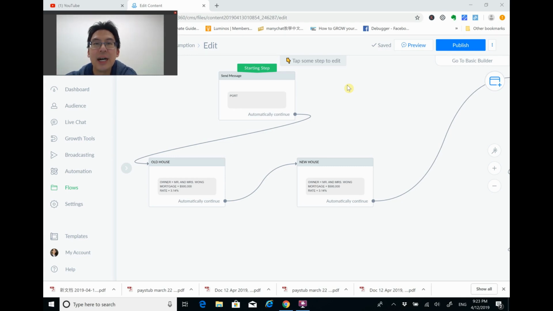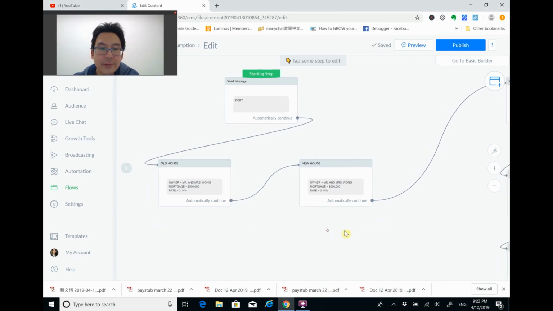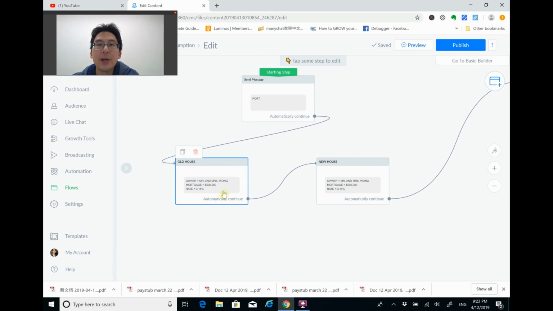So what is porting a mortgage? When we refer to porting a mortgage, let's look at the screen. What we mean is we have two houses, okay? The old house, the owner is Mr. and Mrs. Wong. Mortgage is $500,000, rate is 3.14. Assuming that this is a very good rate, right? Say that the market right now is 5%. So, they want to keep the 3.14%, but they want to move from the old house to the new house. Is that possible? Yeah, might be.